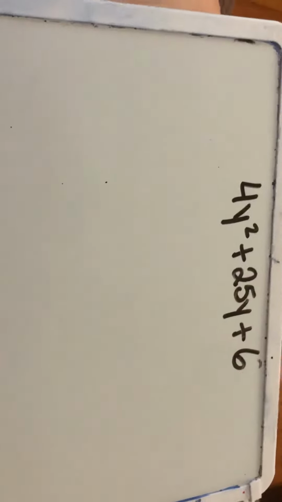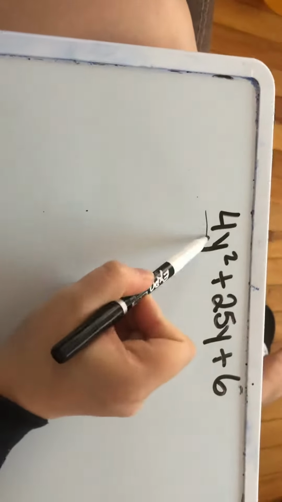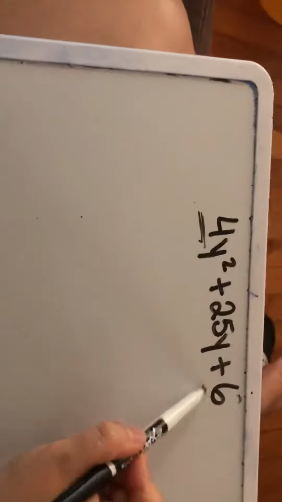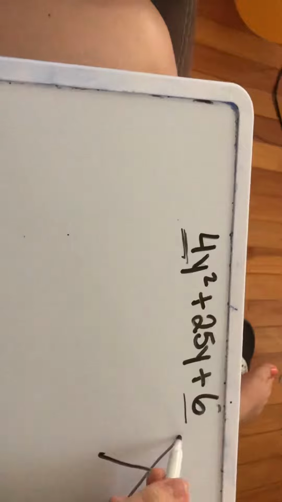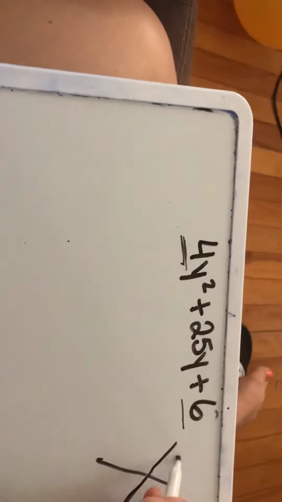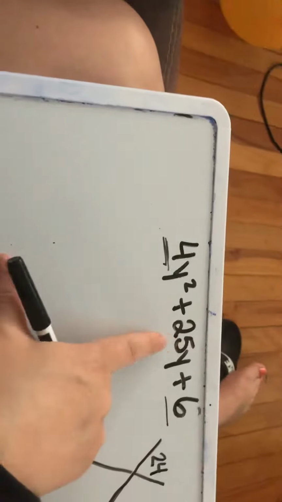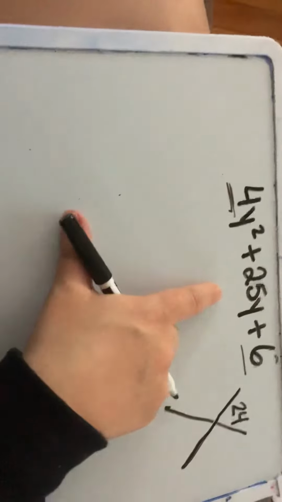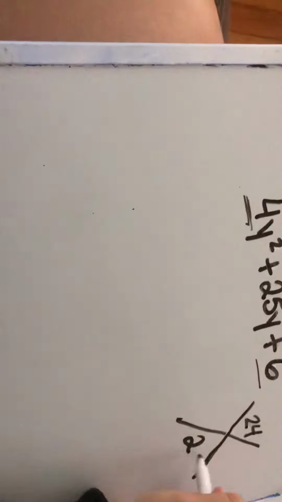Okay, I'm just gonna go over the steps of factoring these one more time so you have another example. So remember, the first step is to take your A number and your C number and multiply them. So 4 times 6 is 24. That's gonna go at the top. And then that middle number, or the B, is going to go at the bottom. So our little graphic organizer is gonna have 24 and 25.